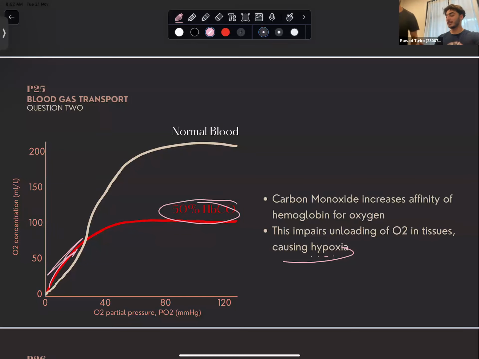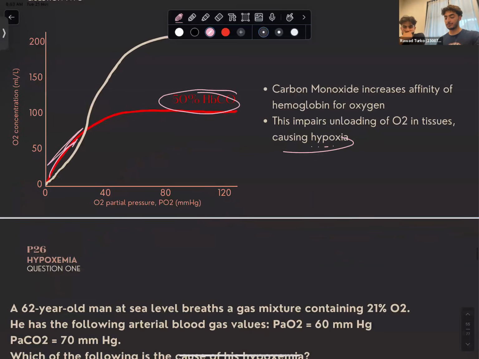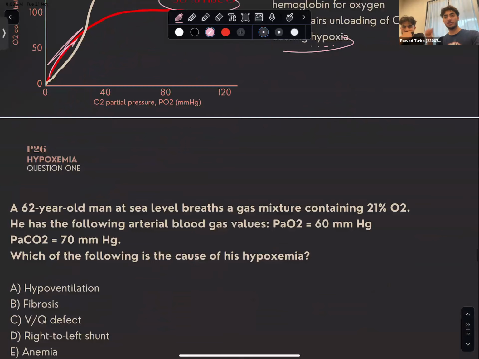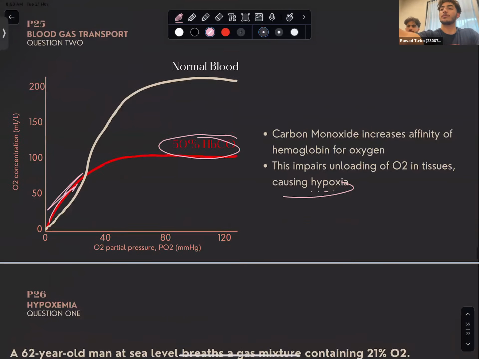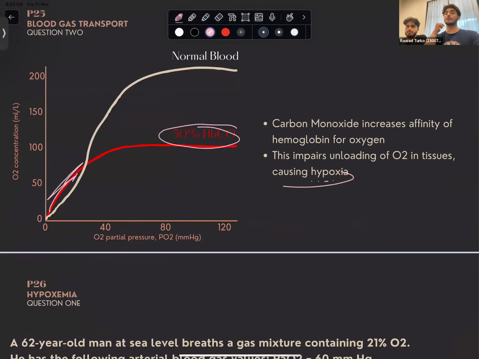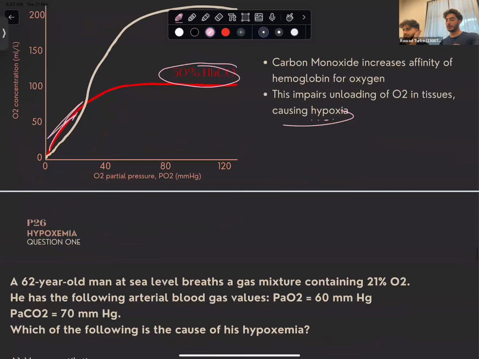So it's going to be doing two things. It's going to be taking away the hemoglobin from oxygen, resulting in fewer free spaces for oxygen on the hemoglobin, and it's going to be increasing the affinity of oxygen at the same time, which will impair unloading of oxygen into the tissues. Does that make sense to everybody? Any questions? Okay, let's move on.